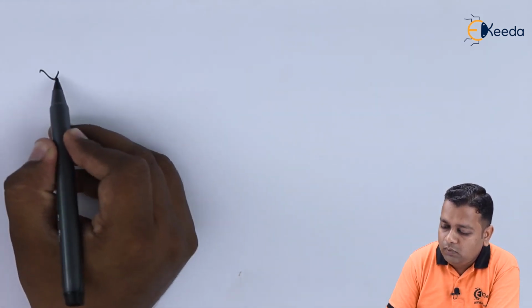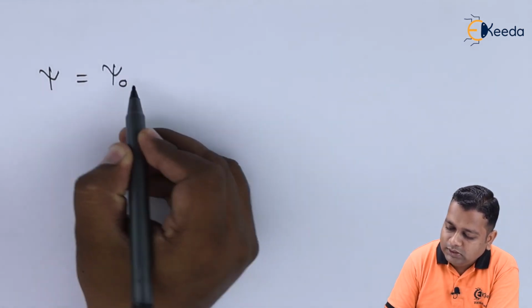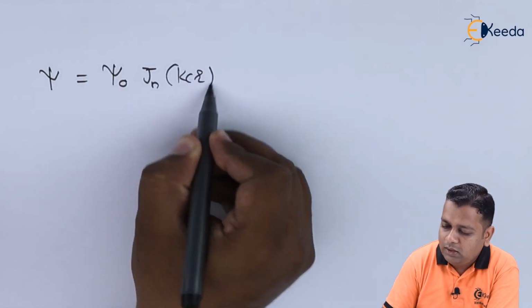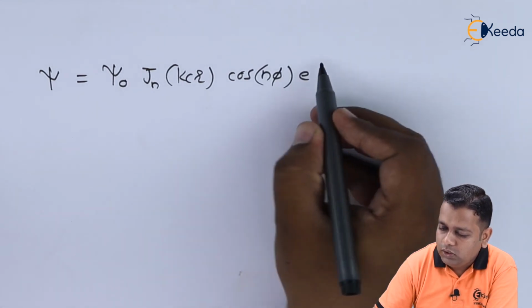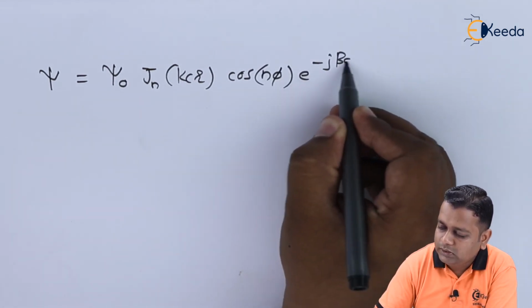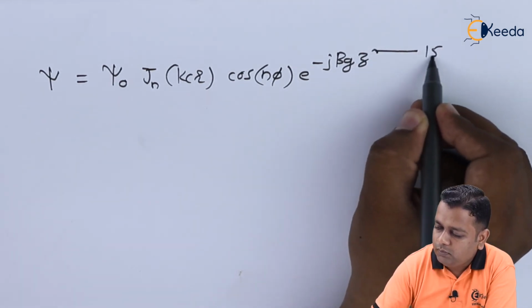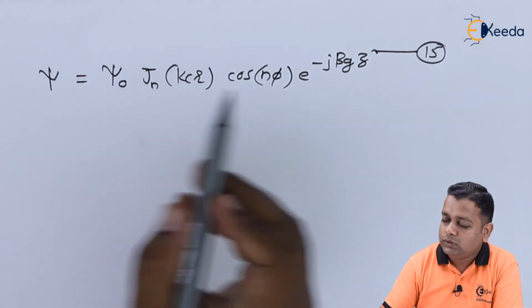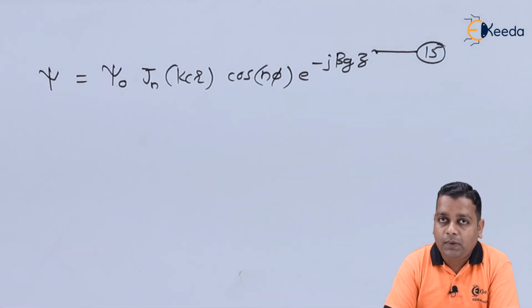Lastly, the solution of the Helmholtz equation for the function psi is given as psi is equal to psi suffix 0 in multiplication to Jn as a function of kc r, cosine of n phi, into e to the power minus j times beta suffix g into z here. So let us say this is equation number 15. So with this equation we shall be concluding this particular topic. So representing beta suffix g, we have considered the lossless type of propagation here.